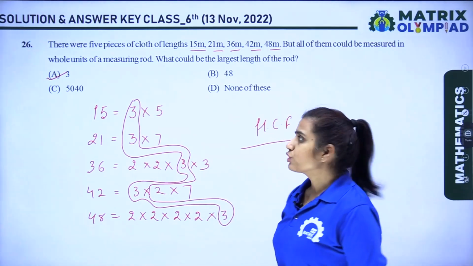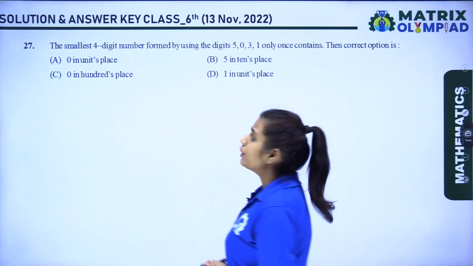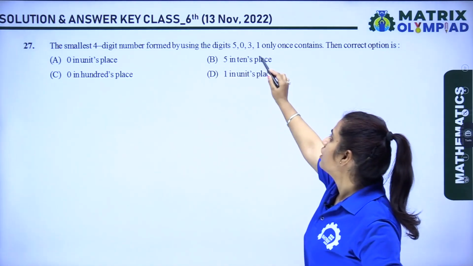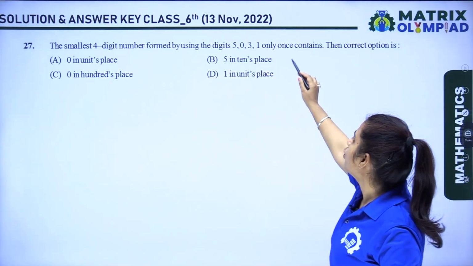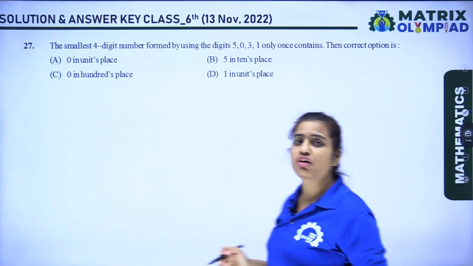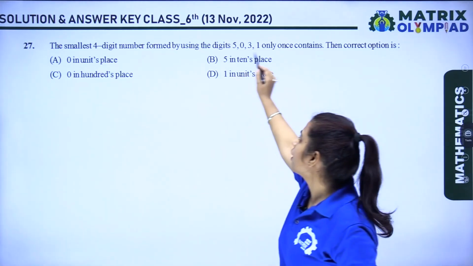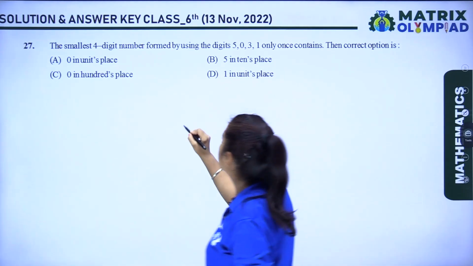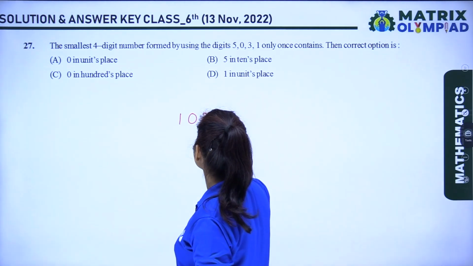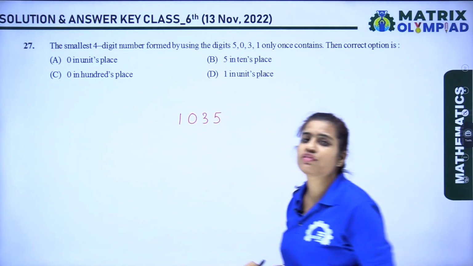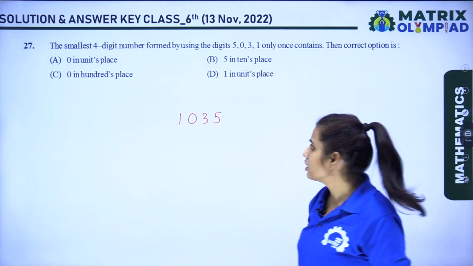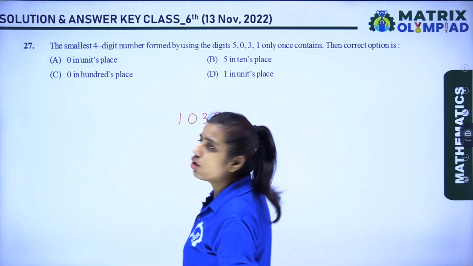Now let's solve the next question, that is question number 27. In question number 27 it is said that the smallest 4-digit number formed by using the digits 5, 0, 3, 1 only once contains, then the correct option is... We have to find out the smallest 4-digit number formed by using these 4 digits. So let's form 1035. So here 1035 is the smallest 4-digit number formed by using these 4 digits. Now let's check the options.